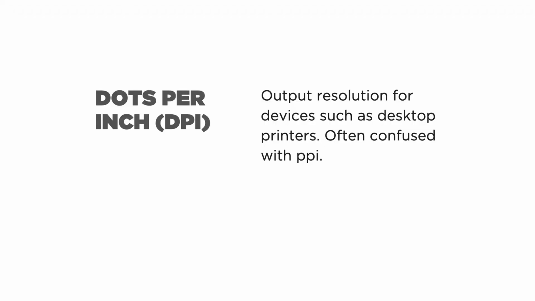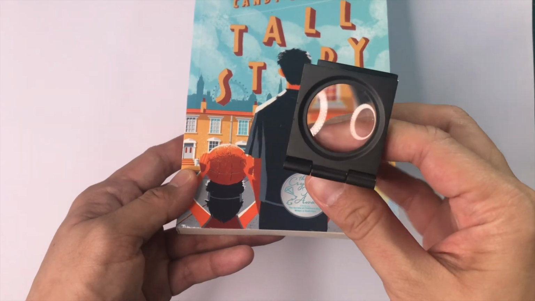When people usually specify DPI, what they really mean is PPI, because DPI, or dots per inch, is a property of your image. It's a physical measurement. It's the resolution of the image once it's printed on paper. Here's a close-up of the actual printed image. No pixels, just dots.